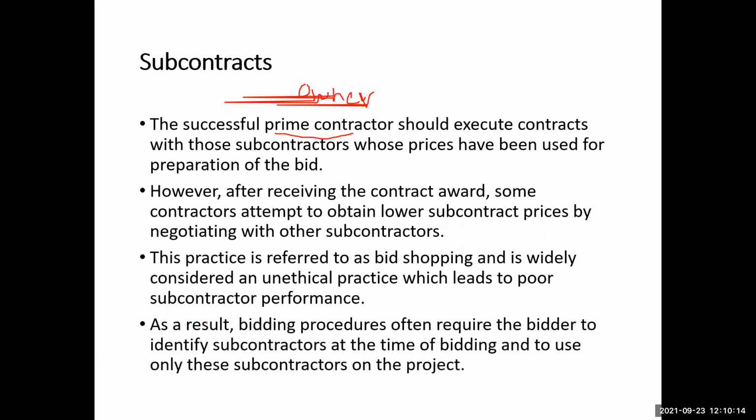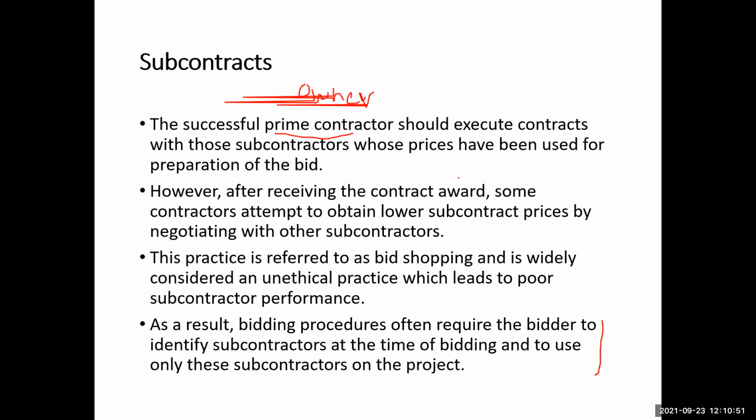So this is how bid shopping is described. As a result, bidding procedures often require the bidder to identify subcontractors at the time of bidding and to use only those subcontractors on the project. Therefore, in order to avoid this type of situation, many bidding documents say that you should also name those subcontractors whose prices will be included in the project, so that later on the contractor may not change those subcontractors.